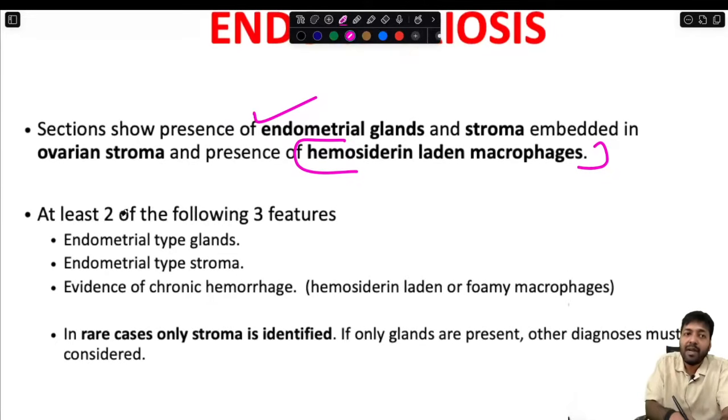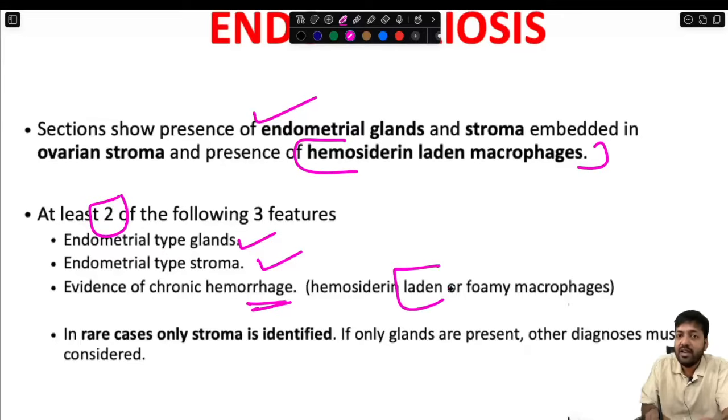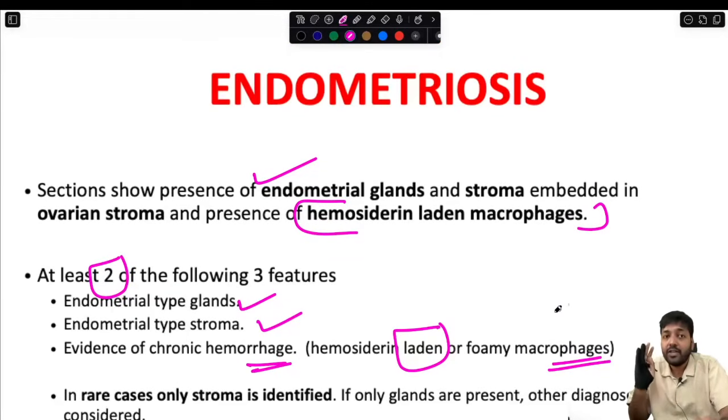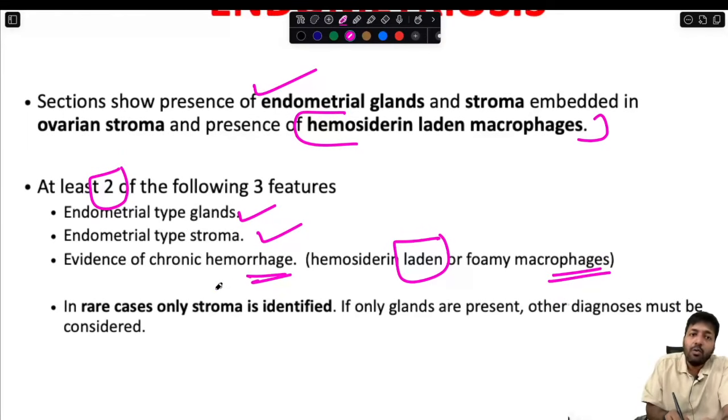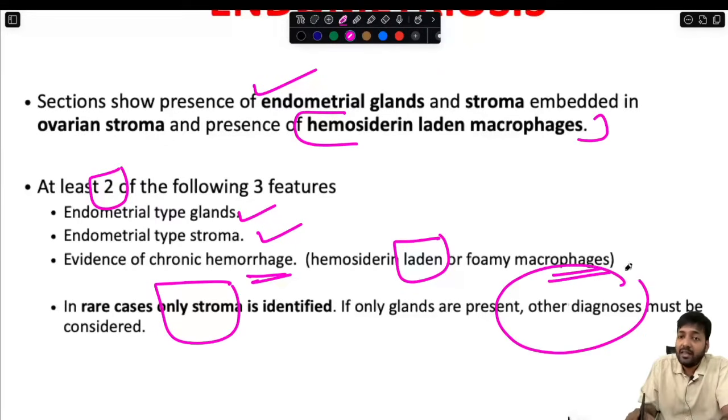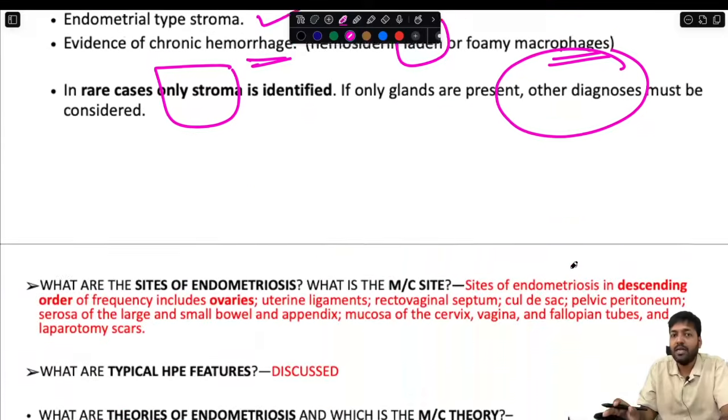So for diagnosis, remember at least two of the following should be present: endometrial type glands, endometrial type stroma, and evidence of chronic hemorrhage, which is presence of hemosiderin laden or foamy macrophages. Remember, endometriosis is a condition wherein you see the endometrial glands and stroma but outside the uterus. If you see it inside the uterus, for example in the myometrium, then the condition is called adenomyosis. In rare cases you might only come across the stroma and not see the glands or evidence of chronic hemorrhage. In that case, other diagnoses must be considered. So remember these points very importantly.